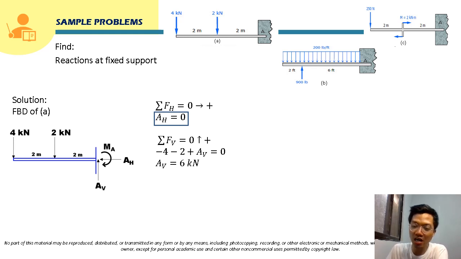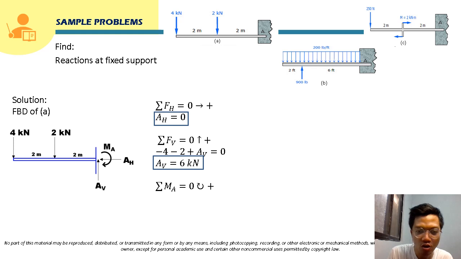If the answer here is 6 kilonewton, it means our assumption for AV is correct, that it should be upward. Obviously, since all the applied forces are downward, the reaction force should be upward. So AV is 6 kilonewton upward. This can be boxed already since this is an answer, a reaction at this support.